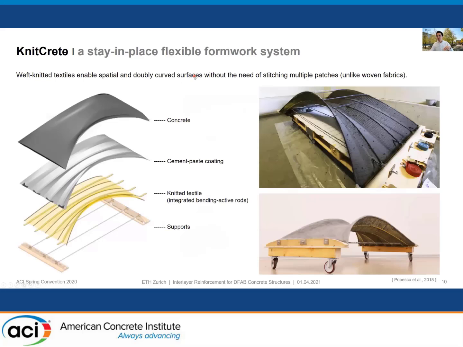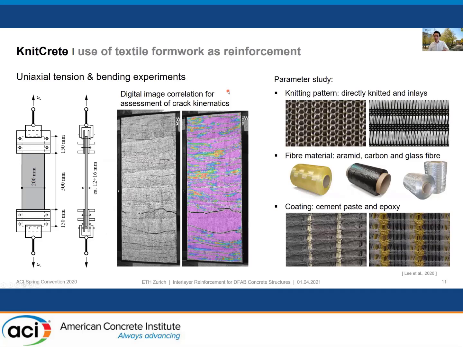In the first phase of Knitcrete, the idea is just to have the textile as a stay-in-place flexible formwork. Here it's a small bridge prototype. We place the textile with some tensioning elements, and then we spray it with some cement paste to have enough stiffness to be able to cast or spray the concrete on top. But what we are interested in is using this textile not only as a formwork, but also as the reinforcement for these cell structures. And there are two possibilities.